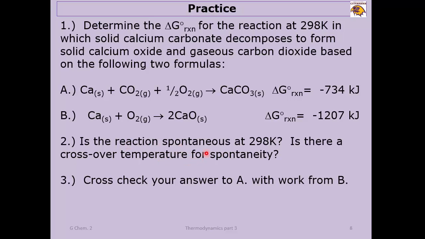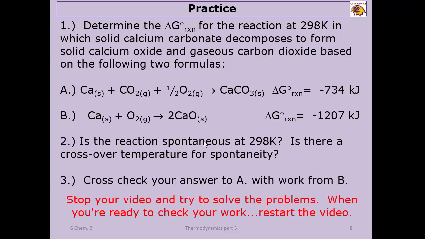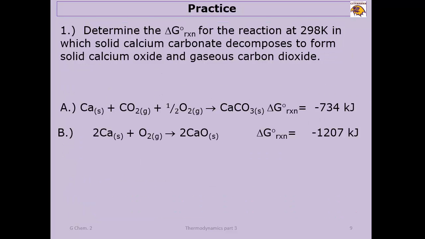Now, when you go to figure out the crossover temperature, you'll probably need to pull out your fundamental thermodynamic tables out of your book and do calculations within the overall equation. All right, so stop your video, try and solve this problem. When you're done and you want to check your work, you can just restart the video. All right, let's see how you did.